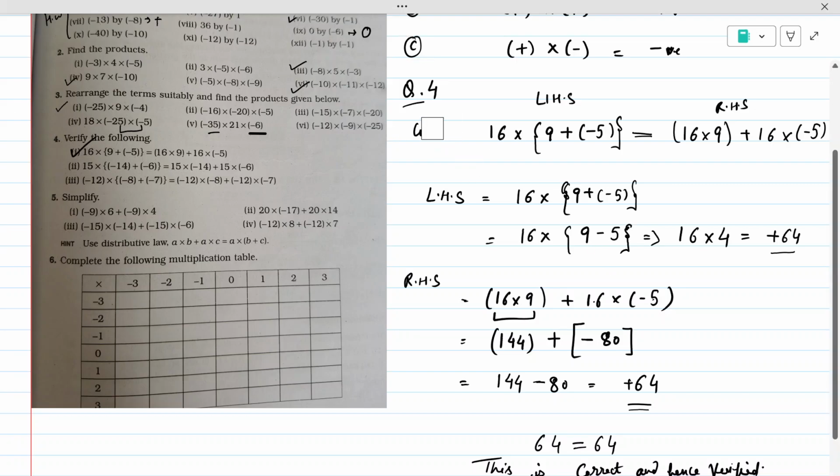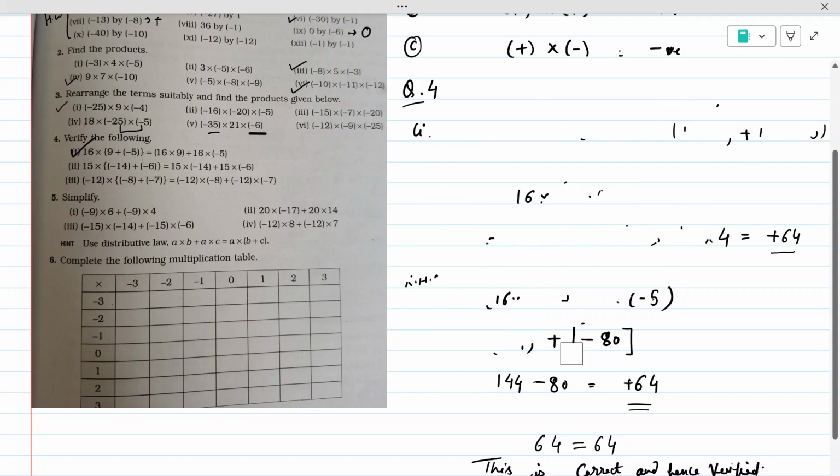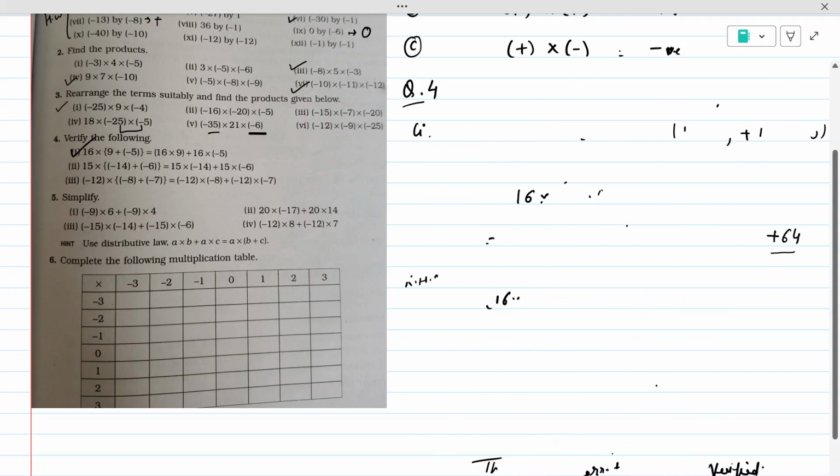Likewise, we have to do the other questions also. I'm also picking another part. Let me do the third part here. Let me erase this first and pick the last part of the question. So this is 1, 2, and 3.